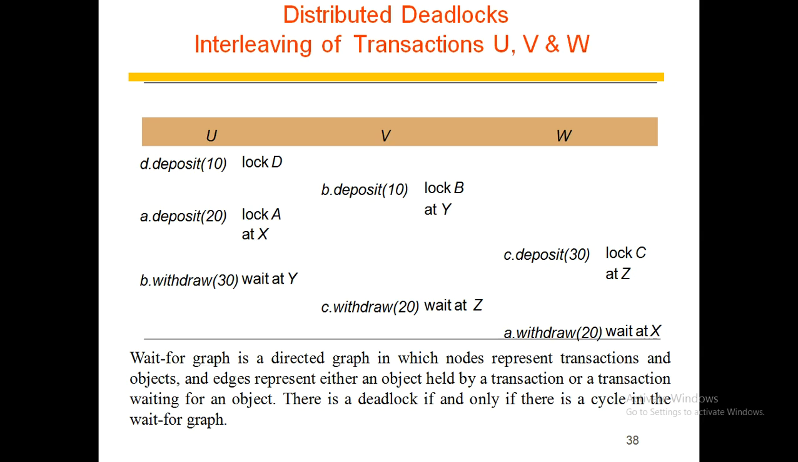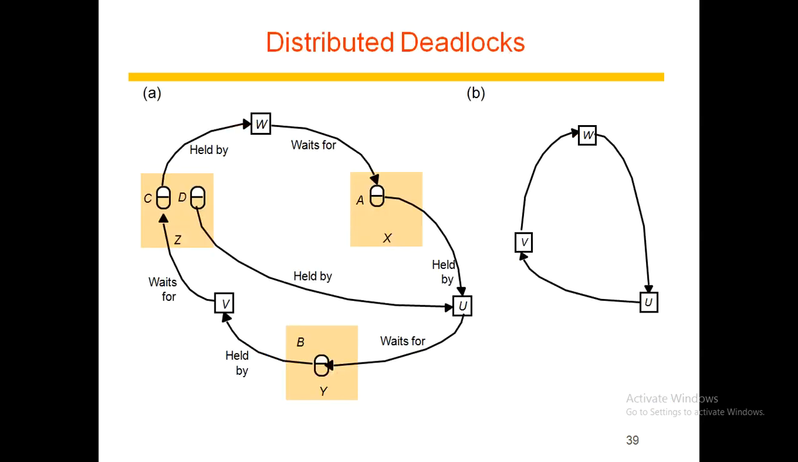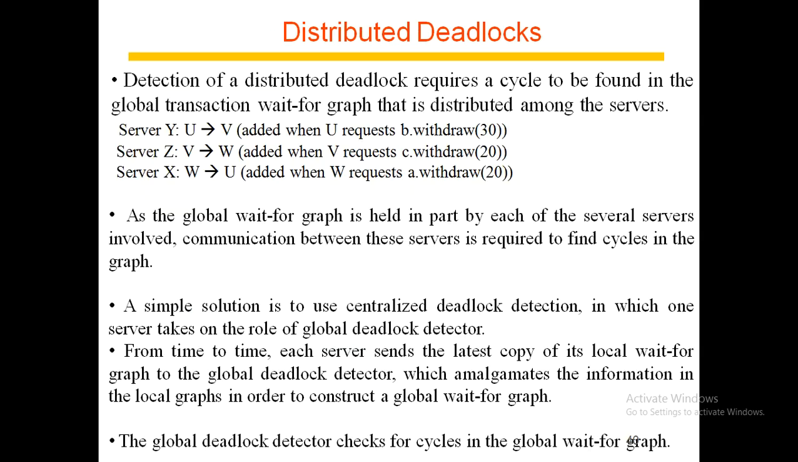The figure shows the interleaving of transactions U, V and W involving the objects A and B managed by the servers X and Y, and the objects C and D managed by the server Z. The complete wait-for graph in the figure shows that the deadlock cycle consists of alternate edges which represent a transaction waiting for an object and an object held by a transaction. As any transaction can be waiting for only one object at a time, objects can be left out of a wait-for graph, as shown in figure B.